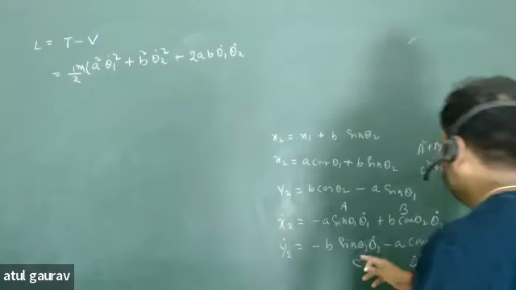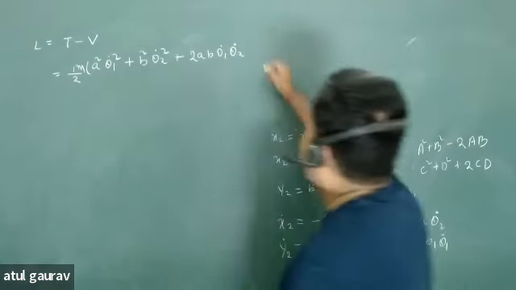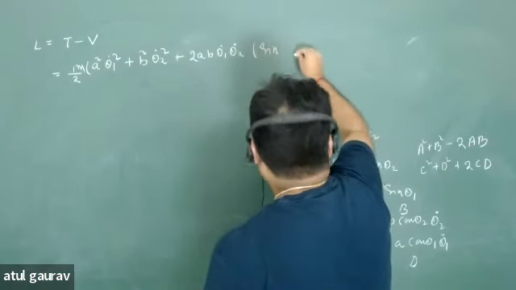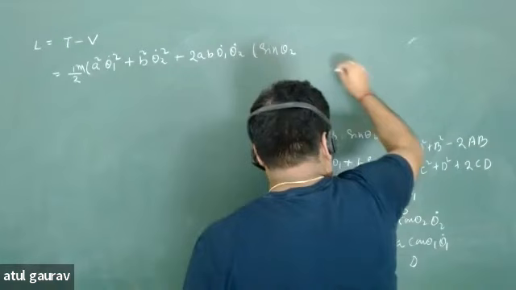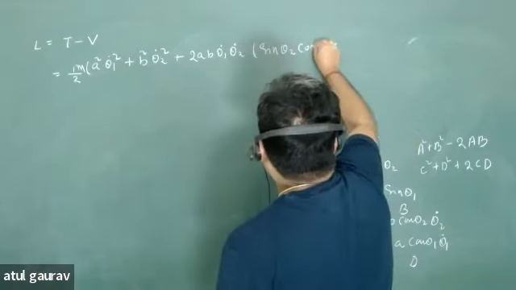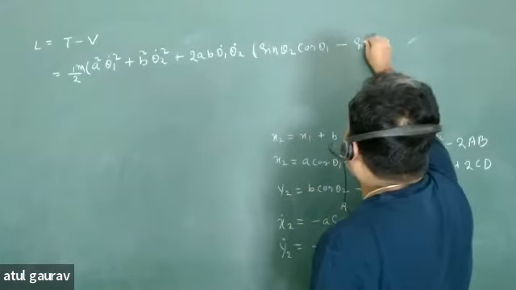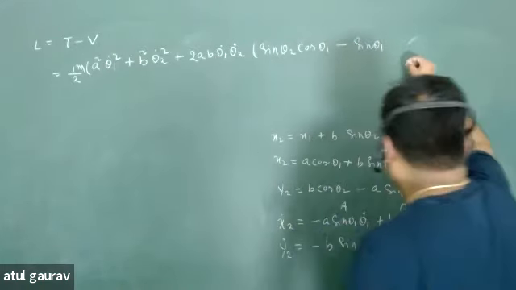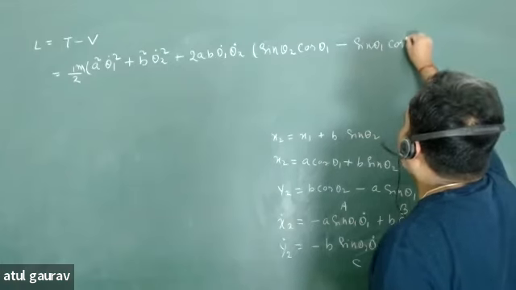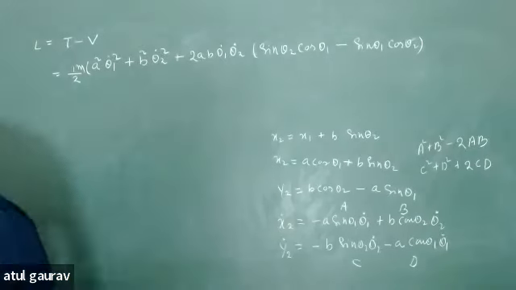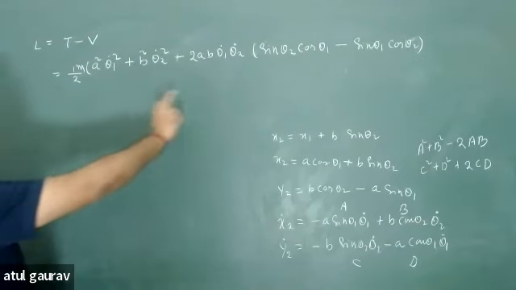Now, which term is going there? You have sin theta 2 cos theta 1 minus sin theta 1 cos theta 2. What is this value? Sin theta 2 minus theta 1. Very good. So this is my kinetic energy.